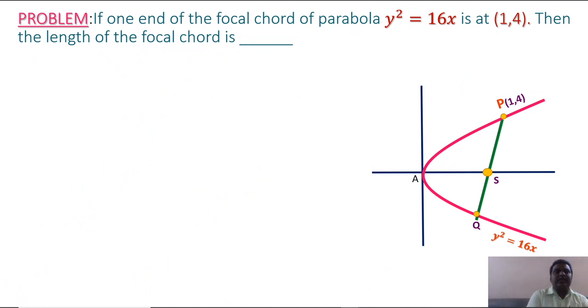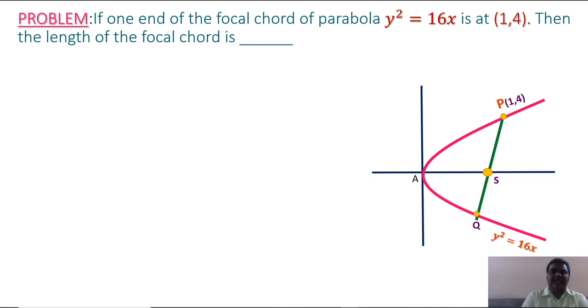See, this is the problem. One end of the focal chord of parabola y square is equal to 16x is at 1 comma 4. Then we have to find out the length of the focal chord. This is the question asked in JEE 2019. Right? One end of the focal chord is given to you. Simple question. This is for 4 marks. Y square is equal to 16x. This is your parabola. Focal chord is drawn at 1 comma 4. We have to find out the length of the corresponding focal chord.